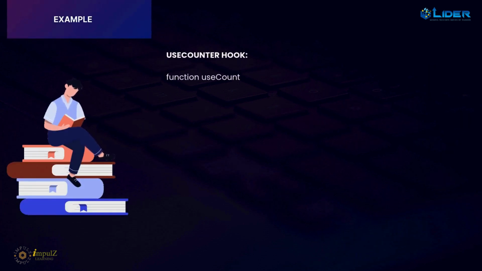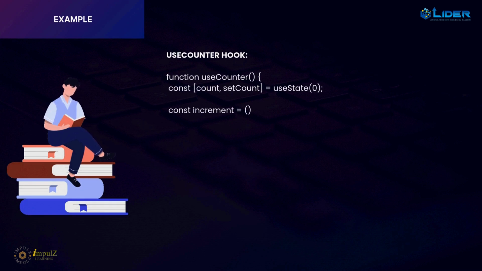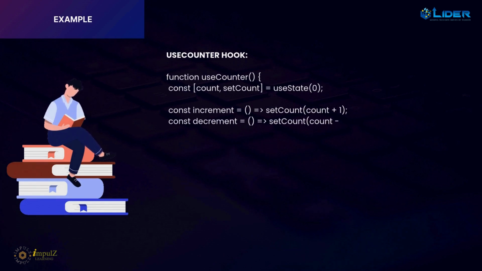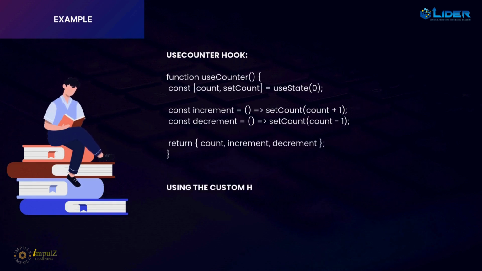Now, let's see a simple custom hook called useCounter. Inside this hook, we use useState to manage a count value, which starts at 0. We define two functions, increment and decrement. These functions increase or decrease the count by 1. The hook returns the count along with the increment and decrement functions. When we use this hook in a component, we can reuse the same counter logic across components without duplicating code.